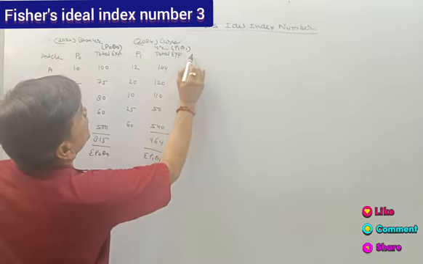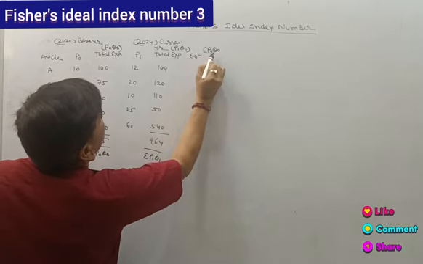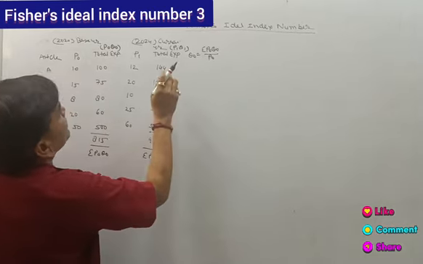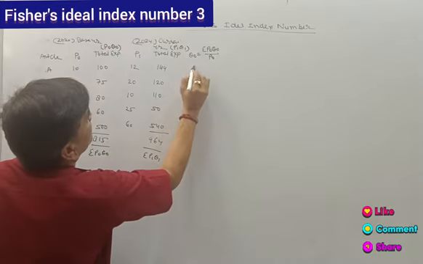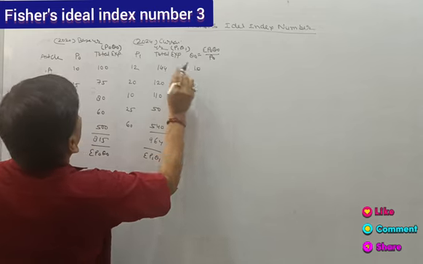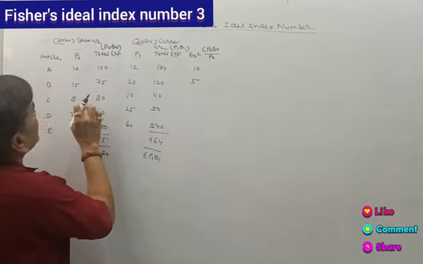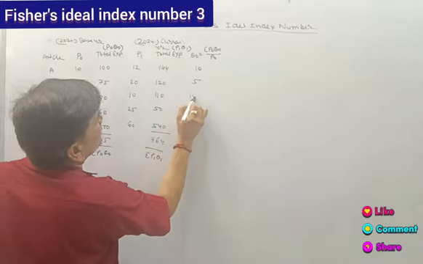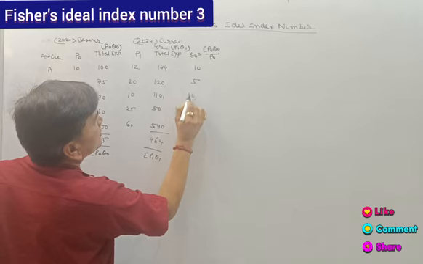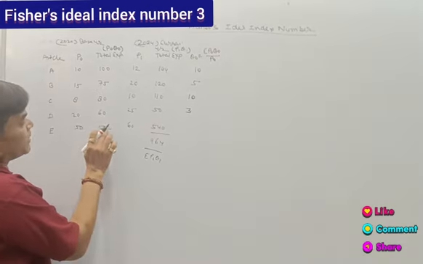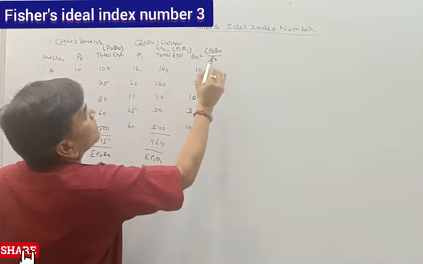Now to get the value of Q0, that is P0 Q0 divided by P0. So 100 divided by 10, that is 10. 75 divided by 15, that is 5. 80 divided by 10, that is 8. 60 divided by 20, that is 3. And 500 divided by 50, that is 10. So this is the Q0.